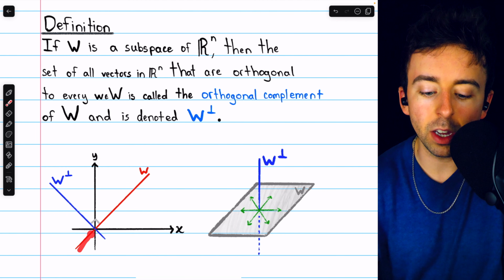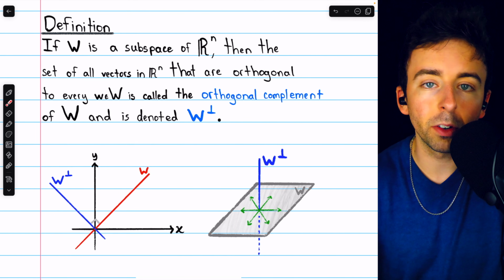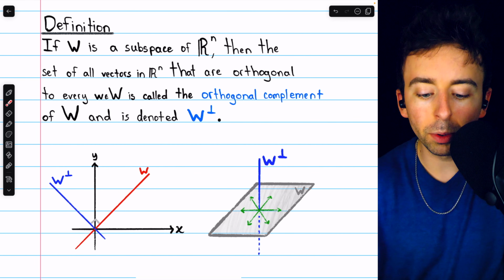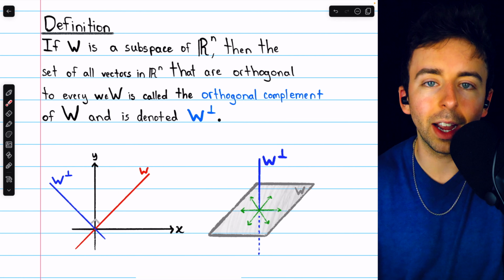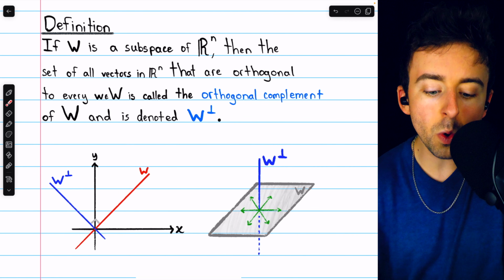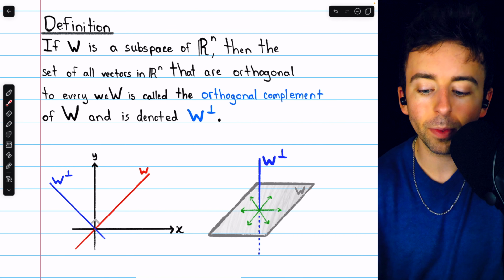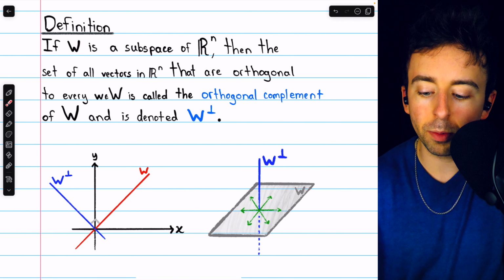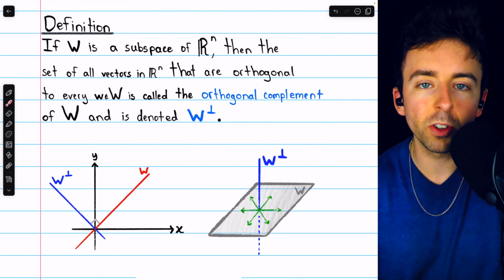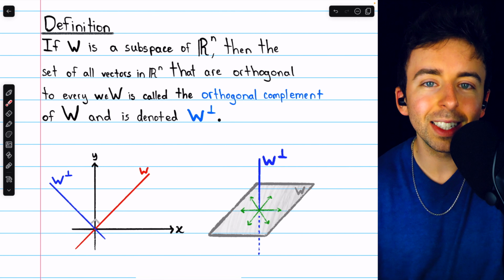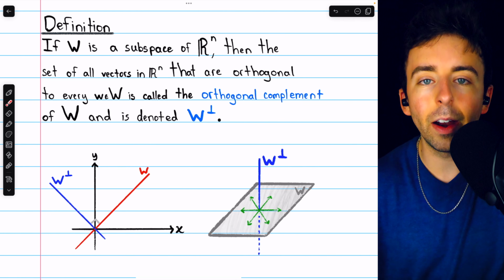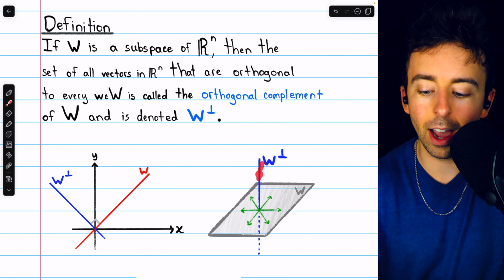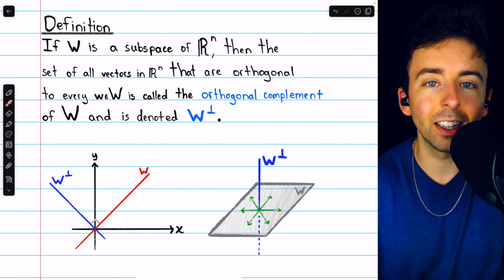If this line through the origin is a subspace W of R^2, the orthogonal complement is this perpendicular line through the origin, consisting of all vectors that are orthogonal to every single vector in W. In R^3, if we have this subspace W, which is a plane through the origin, the orthogonal complement consists of all vectors in R^3 that are orthogonal to every vector in W, which is a line perpendicular to W passing through the origin.